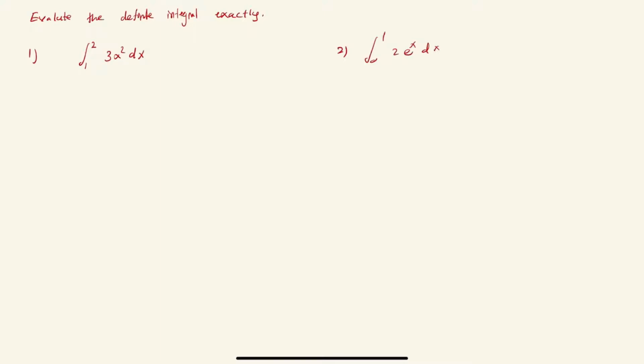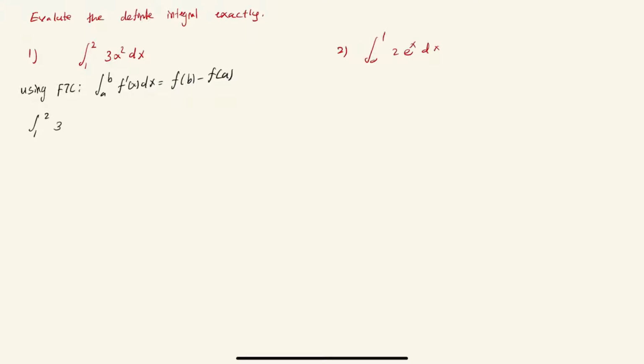Evaluate the definite integral exactly. Here, notice that we have definite integrals. That means we're going to use the Fundamental Theorem of Calculus, or FTC, to evaluate these. The FTC says the definite integral from a to b of f prime of x dx is equal to the antiderivative f evaluated at b and a, so f of b minus f of a.